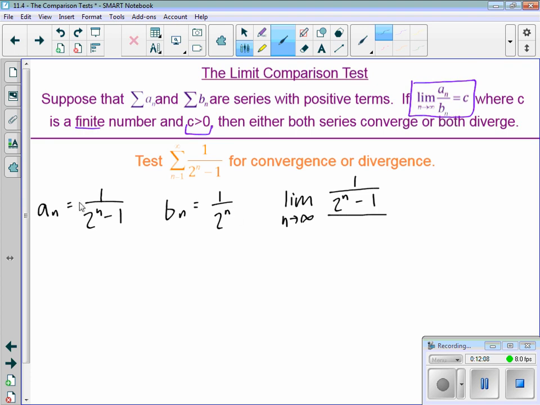So I'm just taking my a sub n on top, and I'm putting my b sub n on bottom here. Okay, now we have a fraction over a fraction, so I'm going to reciprocate this and multiply it. So I'm going to put 2 to the n over 1, and then multiply it through. So really now I've just got the limit of 2 to the n over 2 to the n minus 1.